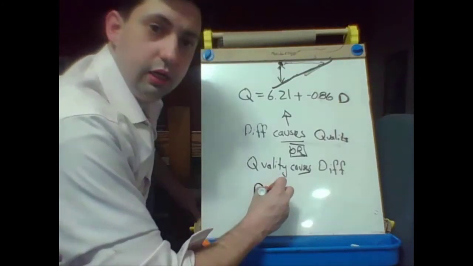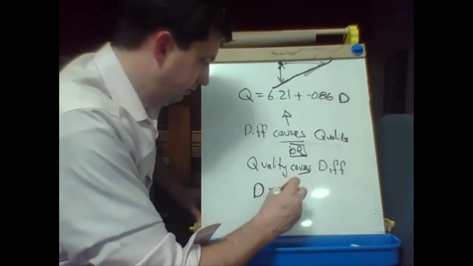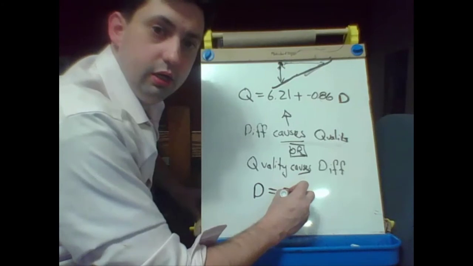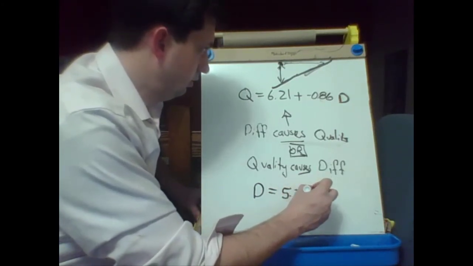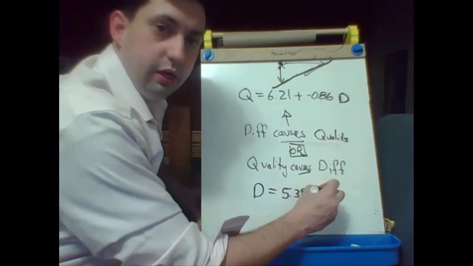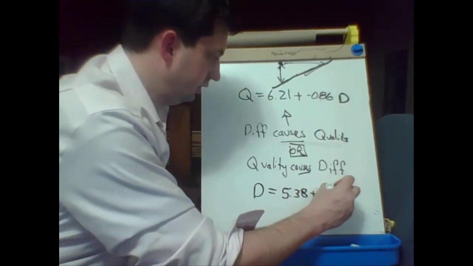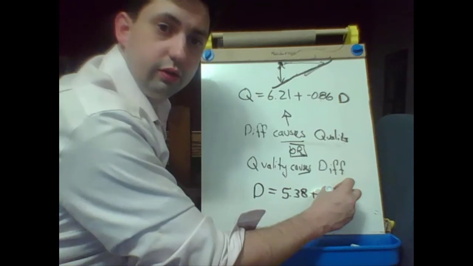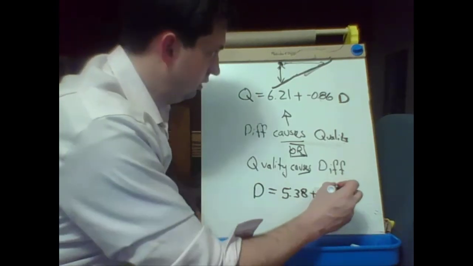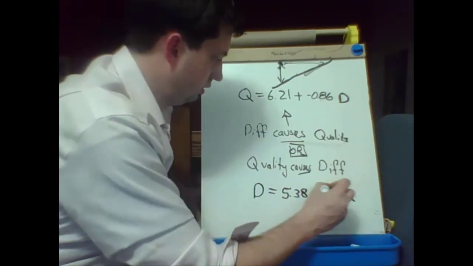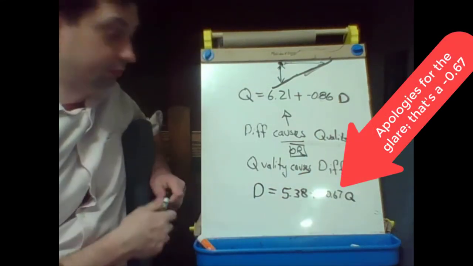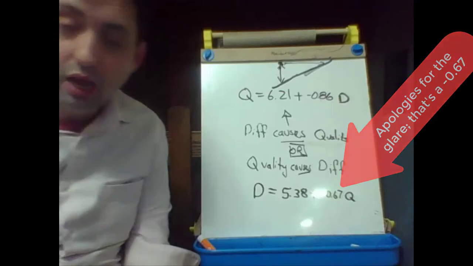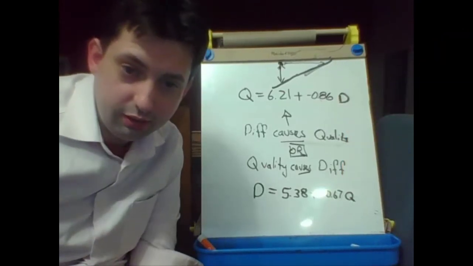D equals 5.38 plus a negative 0.67 Q. A completely different line. I can further show you this is a completely different line.